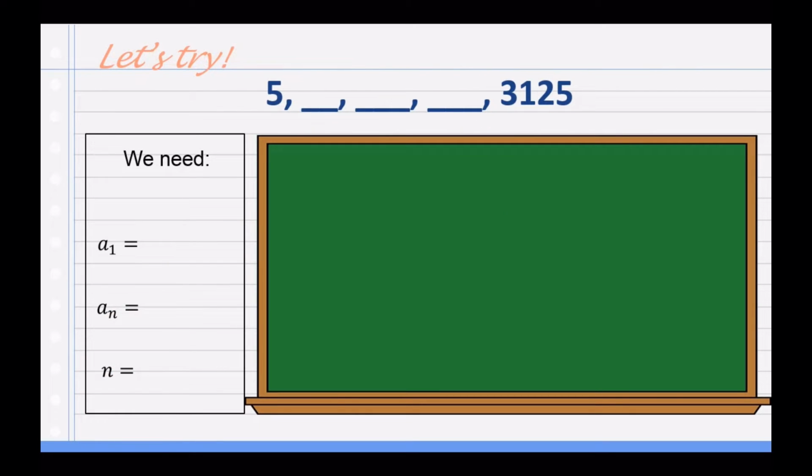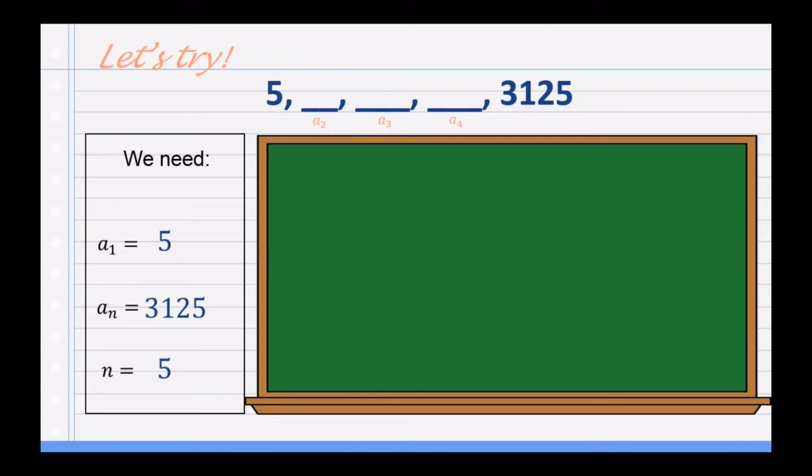So let's try to find the three geometric means between 5 and 3,125. So for the meantime, let's let the second term as a sub 2, third term as a sub 3, and fourth term as a sub 4. Now let's find a sub 1. So our a sub 1 here will be 5 since our first term is 5. Then our a sub n would be 3,125 since 3,125 is the last term or the other given term. Then n will be 5 since we have 1, 2, 3, 4, 5 terms.